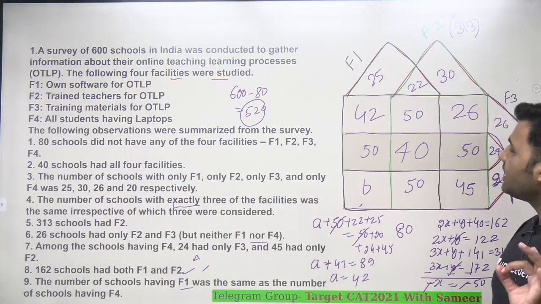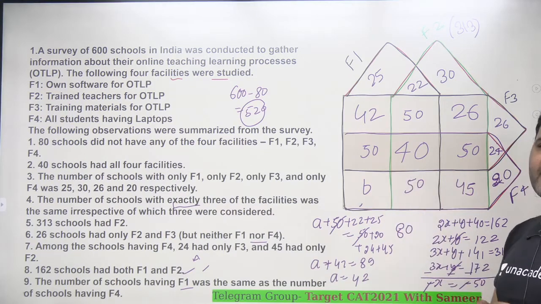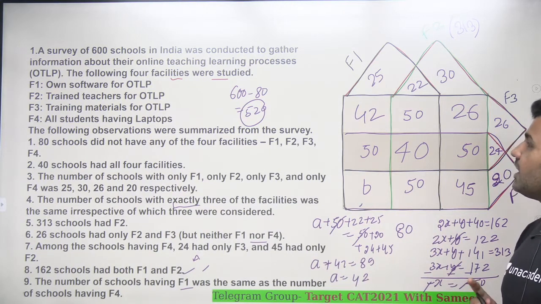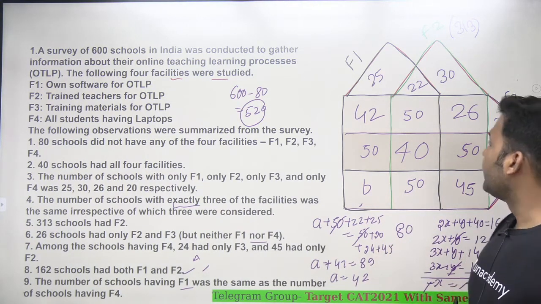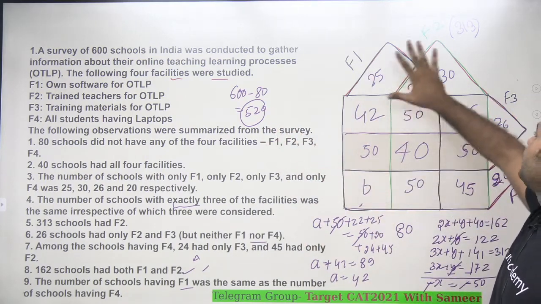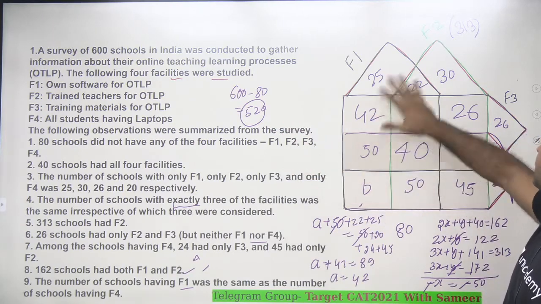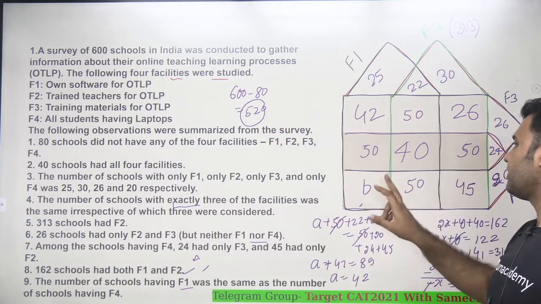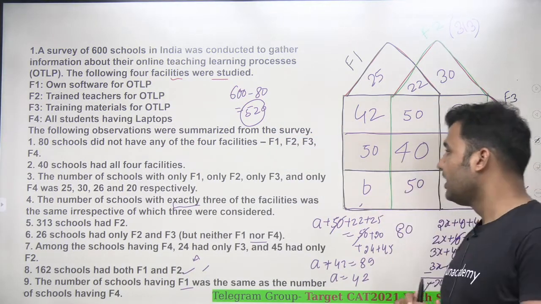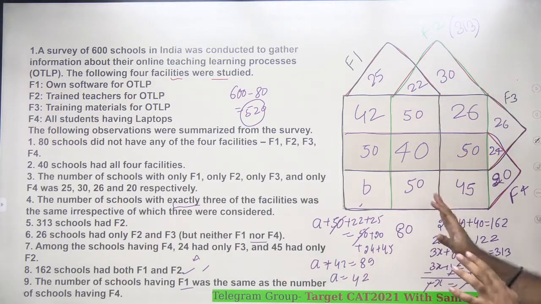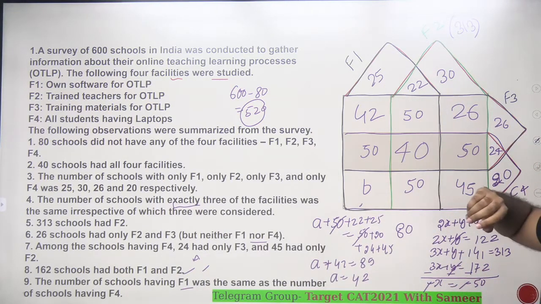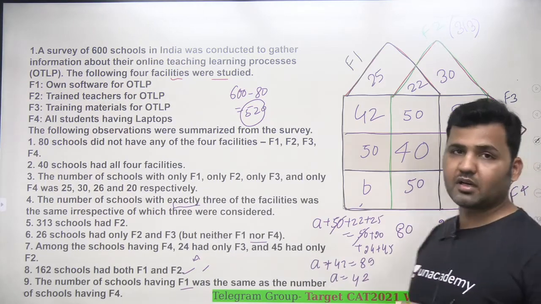The only thing that is pending is b. How will you find b? B can be found by taking the union of the set. The union of the set is 520. That means the summation of all these values is 520. We know that. So all you have to do is add them up and put it equal to 520. You'll get the value of b also, right? So once you put in every piece of information belonging to the 4 sets, you can solve all the questions quite easily.